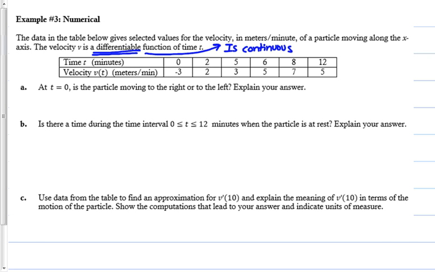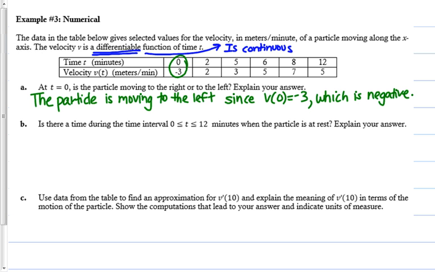So there's my table. My times are 0, 2, 5, 6, 8, 12. The idea is if I had a function and I plugged those values in, I would get negative 3, 2, 3, 5, 7, and 5. Okay, so A, at t equals 0, is the particle moving to the right or to the left? All right, so at t equals 0, let's look at that right here. Well, my velocity is negative. So whenever velocity is negative, my particle is moving to the left. So I'll write my explanation. There's my explanation. The particle is moving to the left since v of 0 equals negative 3, which is negative. I know it's redundant, but let's just make sure, right?